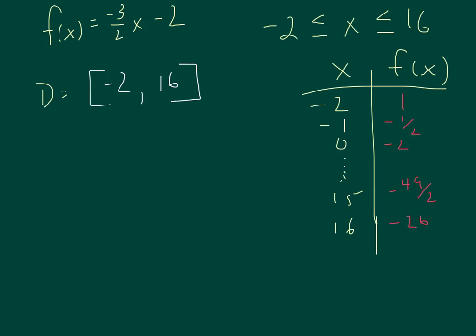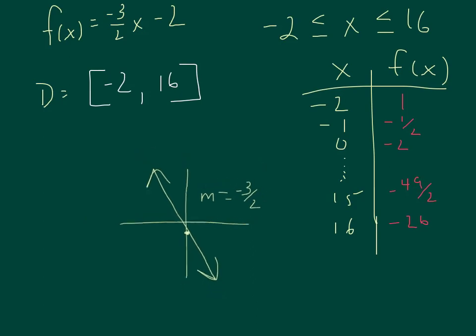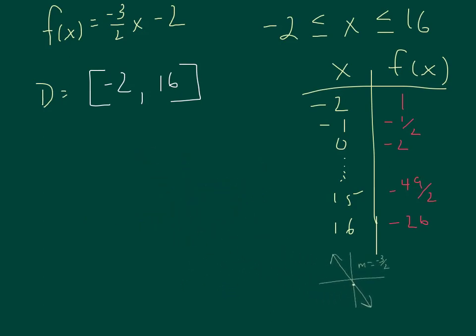If we were to graph this quickly, we have negative 2 as our y-intercept, and essentially that's what the graph looks like. This is just a line coming down, with a slope equal to negative 3/2. Now let's just shrink that down and park that over here. The last thing we want to do is just identify the range. So where does our range start? It starts at a low point of negative 26 and goes to a high point of 1.